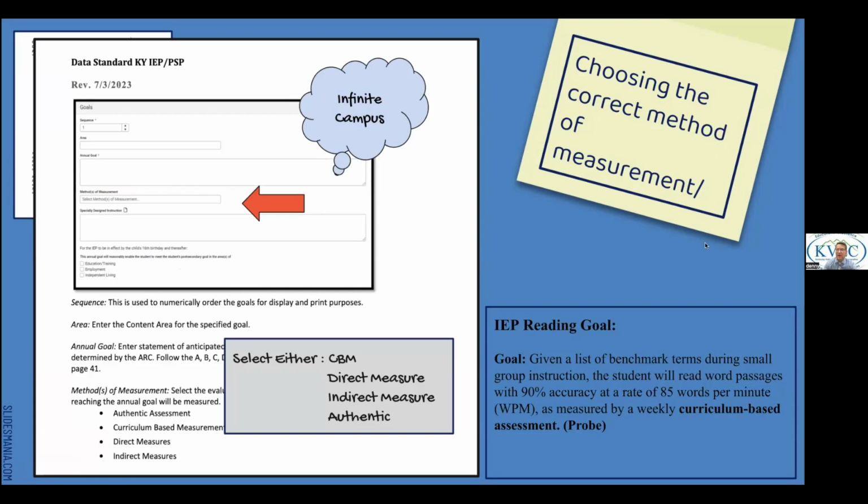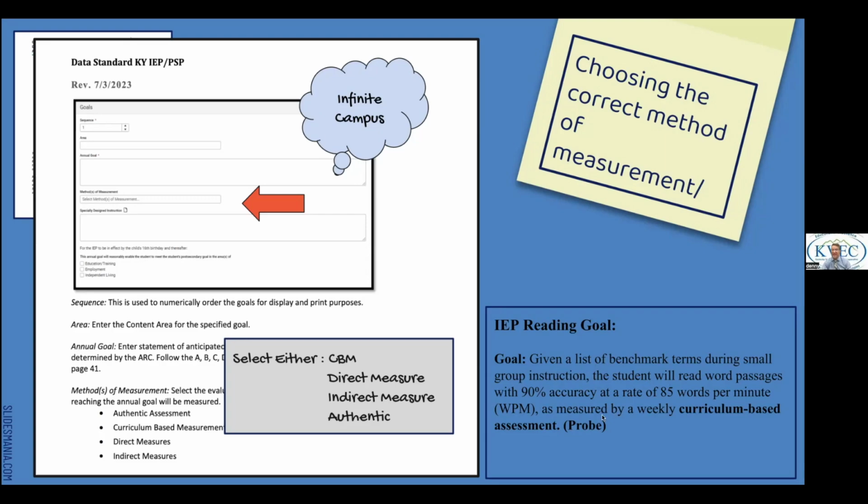Now, if we look over here, we see an IEP reading goal: given a list of benchmark terms during small group instruction, we're going to give the student a list of words. They're going to read the word passages with 90% accuracy at a rate of 85 words per minute. Now, I want you to look at that goal and see if you can find a mistake in here. This is a little practice session for you.